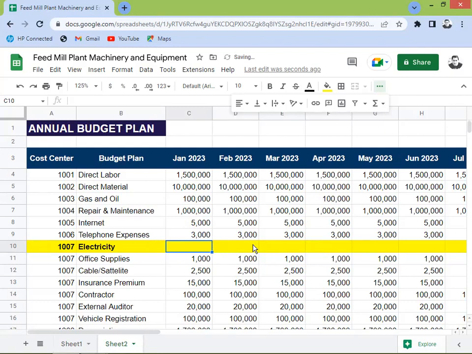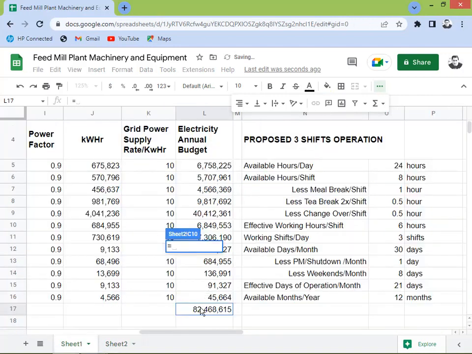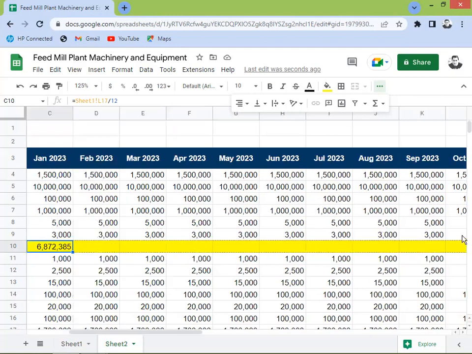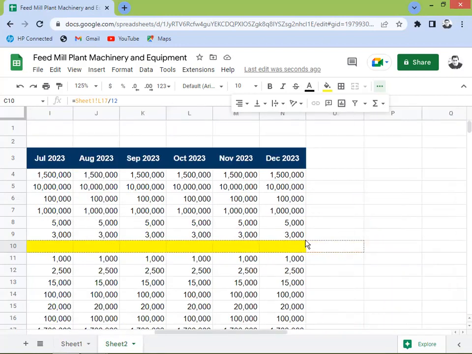So you just get those here. Equal sign, the total here, just divide by 12, so for you to get the month budget. Okay. So this would be your budget for the electricity. Okay. So electricity is a huge cost.